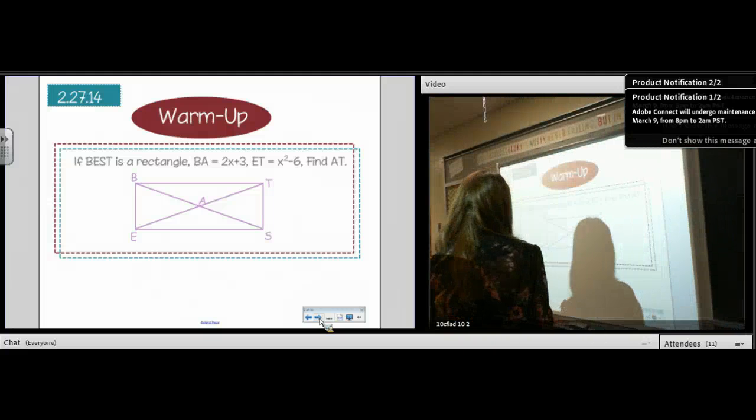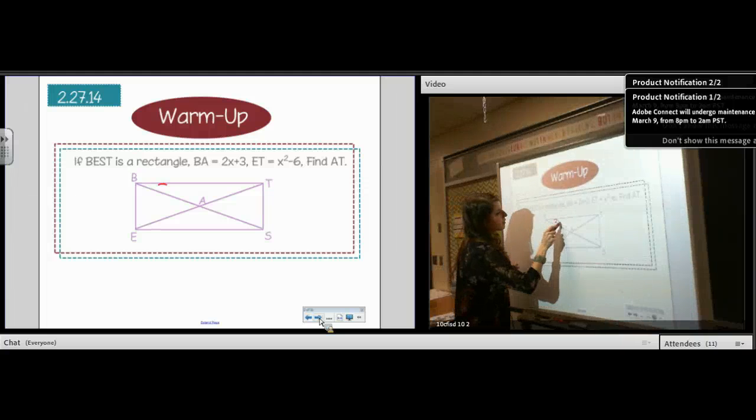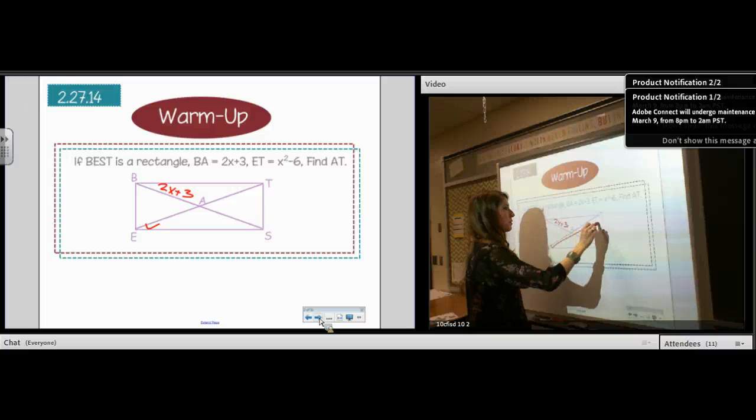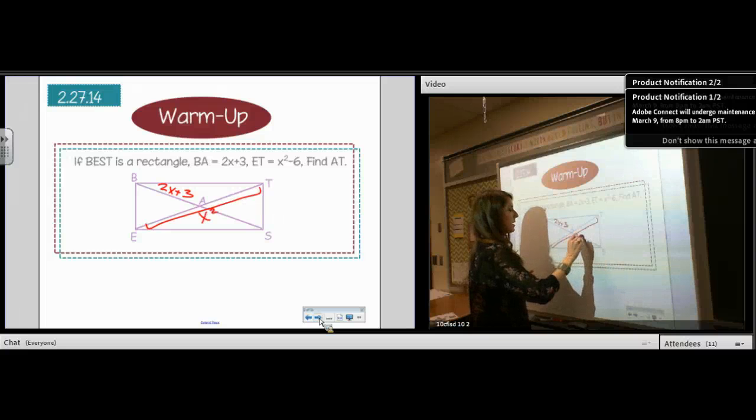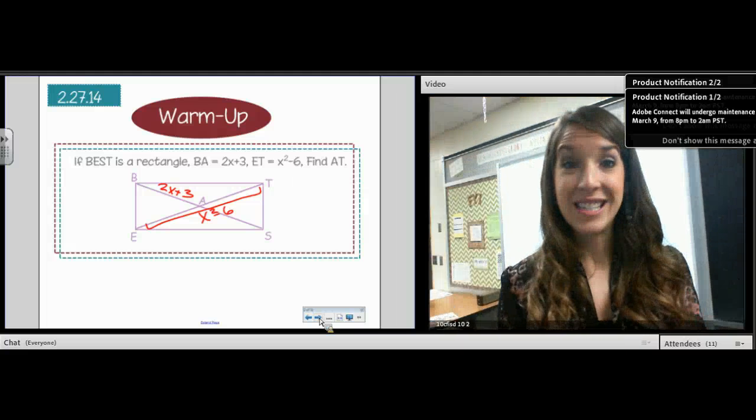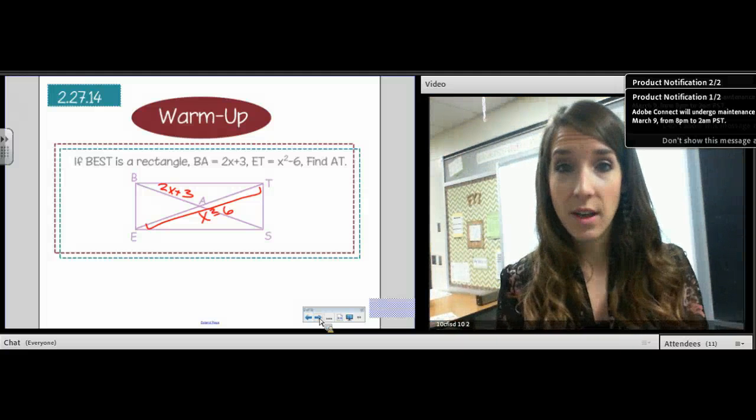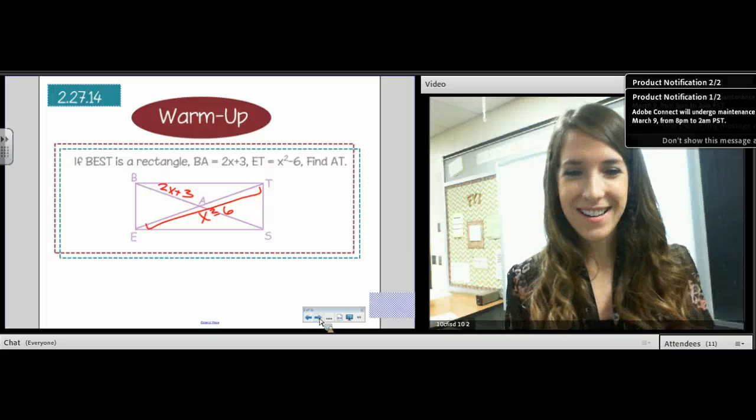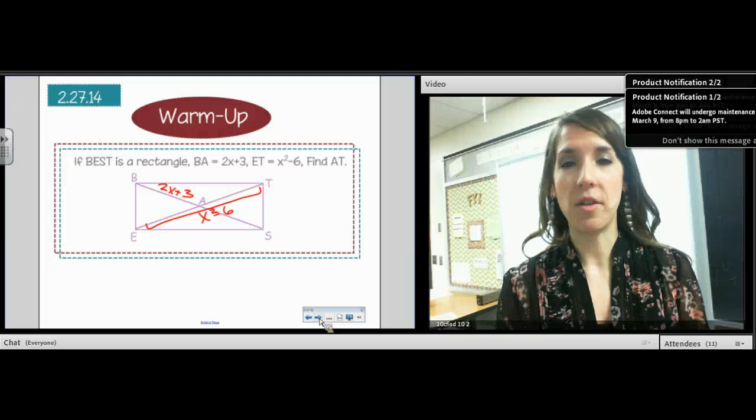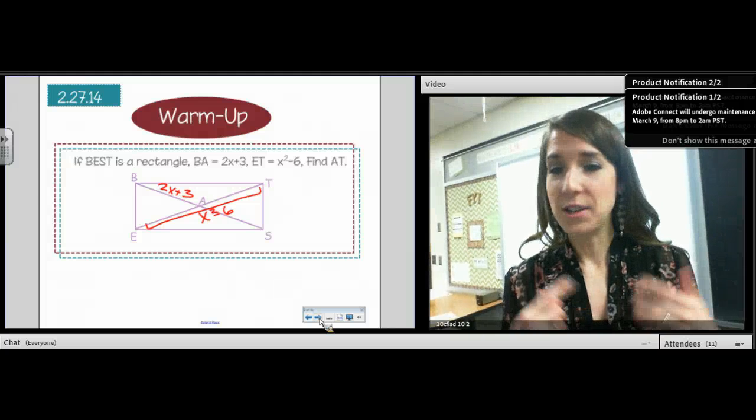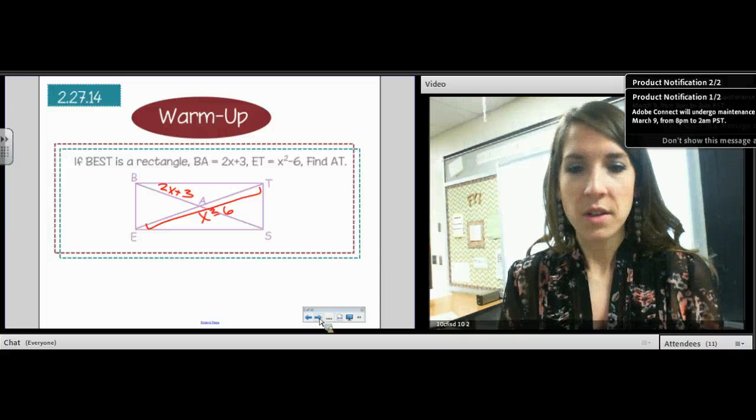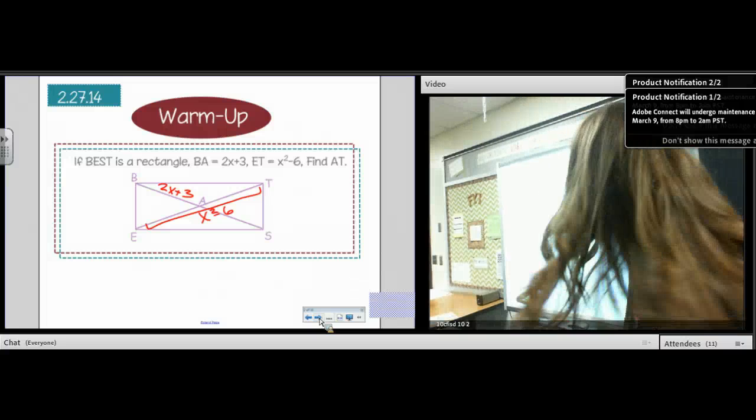So if BEST is a rectangle, we've got BA, 2x minus 3, and we've got ET, x squared minus 6. One of those represents half of a diagonal, and the other one represents the whole diagonal. Are you already done, Quan? Okay. So when you've got a half and a whole, you can either double the half or half the whole. I don't recommend halving the whole because you don't want to half x squared. That doesn't look pretty. So let's double the half.